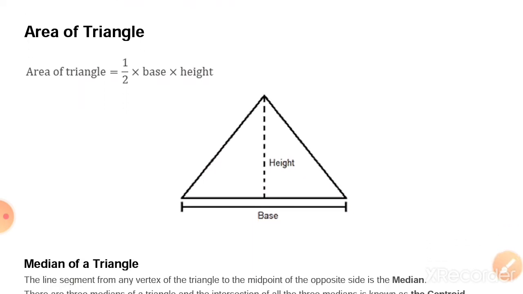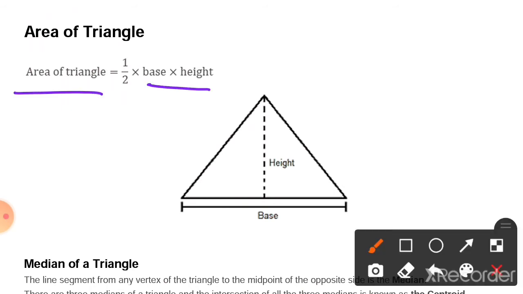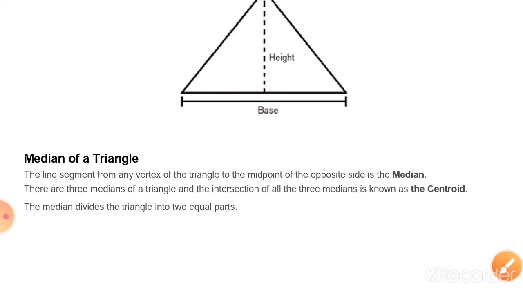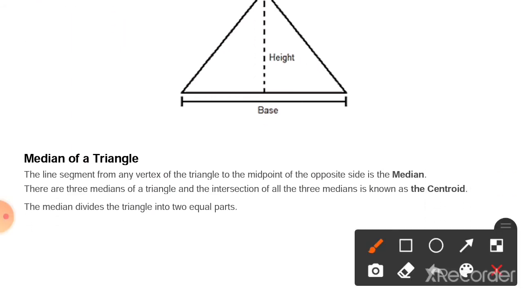Area of triangle. The area of triangle is equal to what? 1/2 base multiply height, as you know. Correct? Yes or no? Yes? Correct. Now next and most important part of the triangle is the median of the triangle. So notice how can we draw the median of a triangle? The theory is given here. Please understand carefully. The line segment from any vertex of the triangle to the midpoint of the opposite side is called the median.